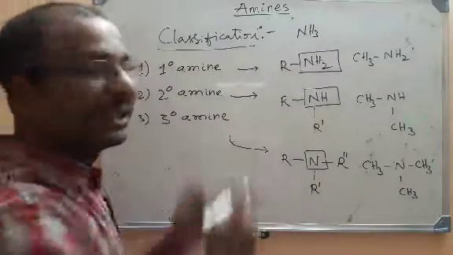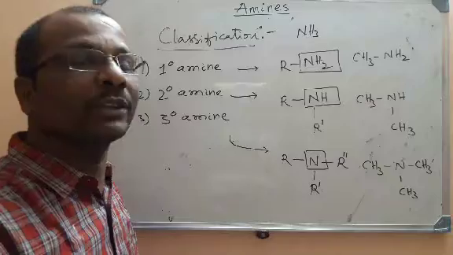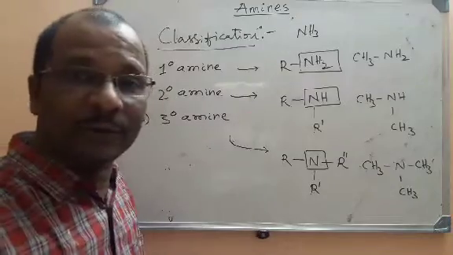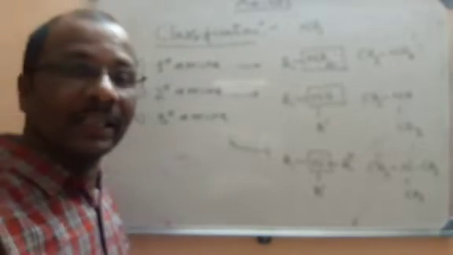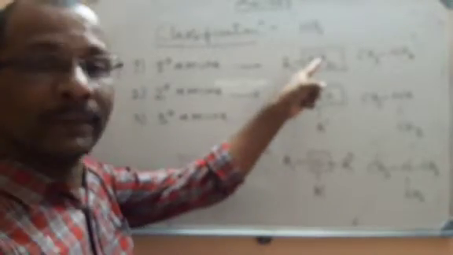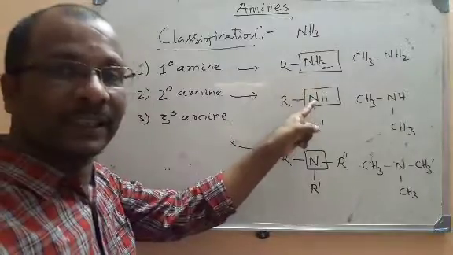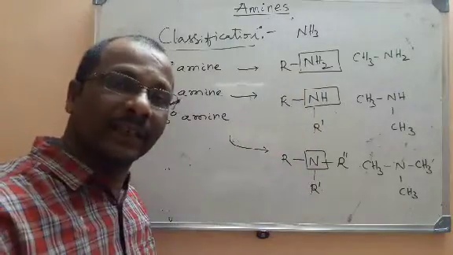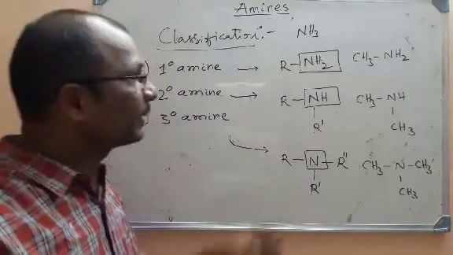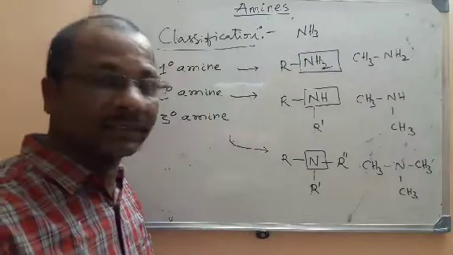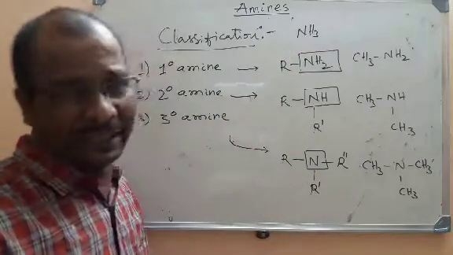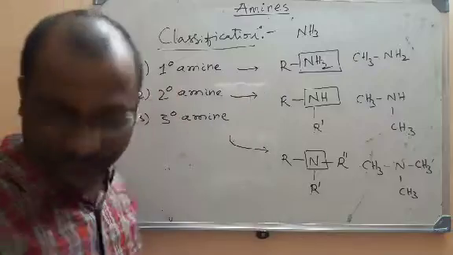So a primary amine is obtained by replacing one hydrogen of ammonia either with an alkyl group or an aryl group. A secondary amine is obtained by replacing two hydrogens of ammonia either with two alkyl groups or two aryl groups. Here the functional group is NH. In primary amines, NH2 is the functional group. In the case of a tertiary amine, we have replaced all three hydrogens with three alkyl groups or aryl groups. So this is the classification.